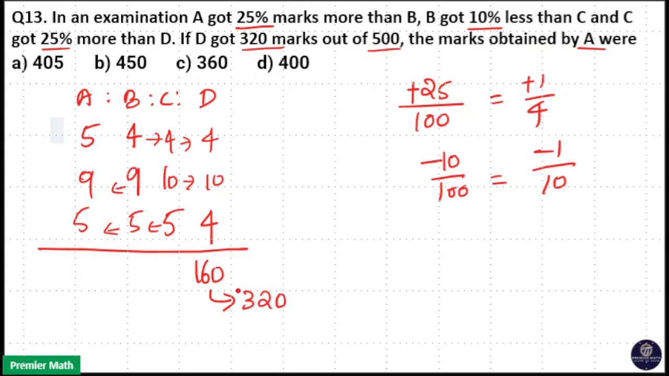In the question, D got 320 marks. But here, our ratio shows 160 parts. So, 160 part is equal to 320 means 1 part is equal to 2 units. That is, 160 into 2 is equal to 320. So, 5 into 5, 25. 25 into 9. That is, 25 into 10 is equal to 250. So, 25 into 9 will be 225. If A got 225 parts in our ratio, that means 225 into 2 is equal to 450 will be the original marks of A. That is, here 1 part is equal to 2 units. So, 225 part will be 225 into 2, 450. So, option B is your answer.